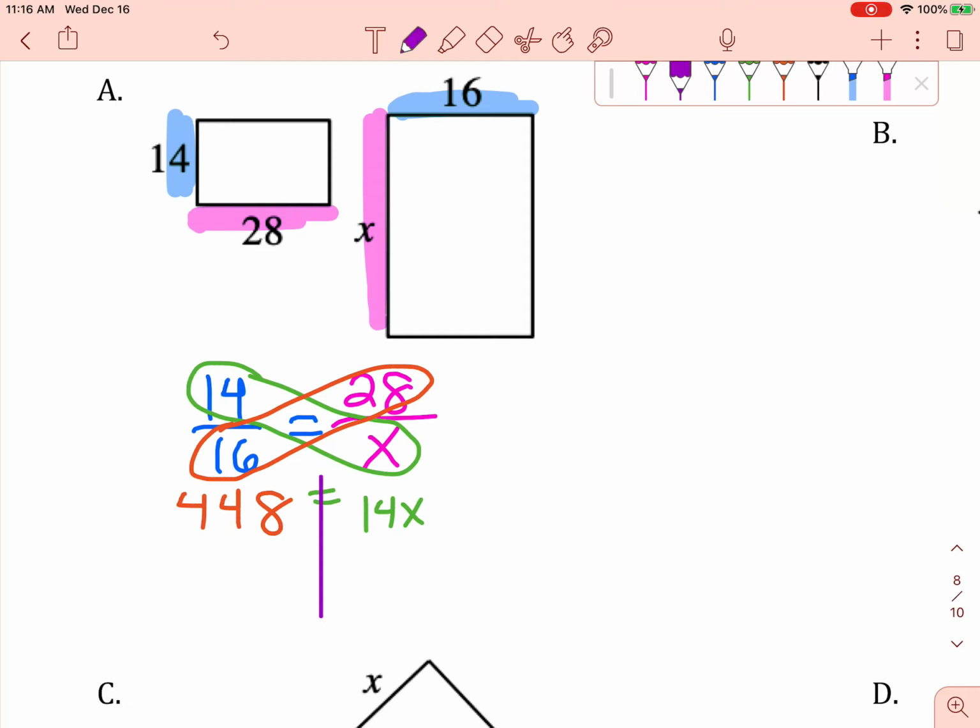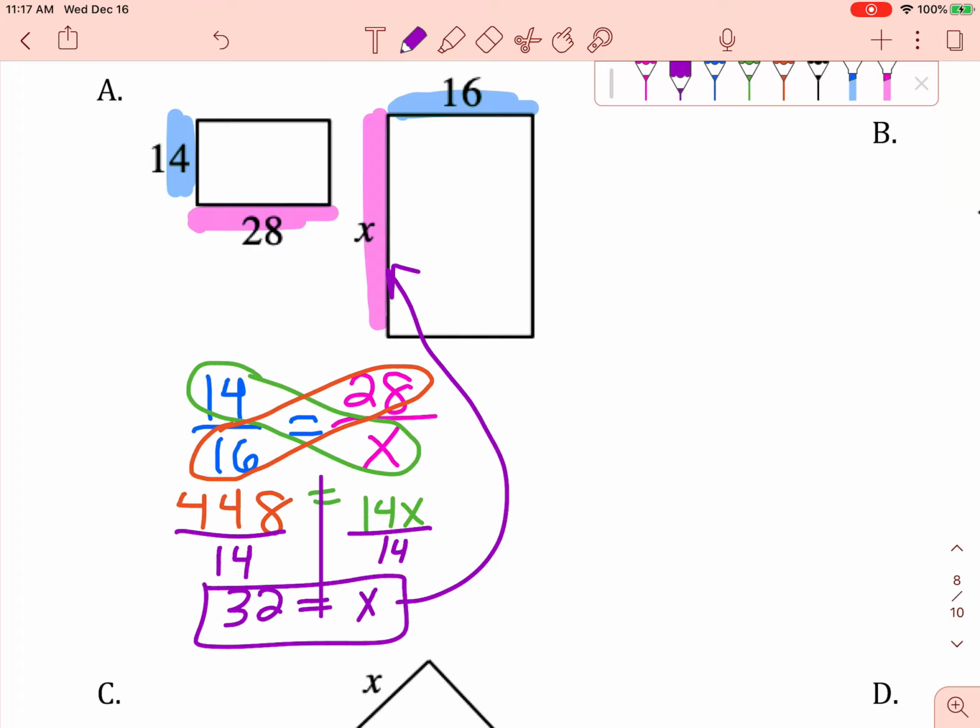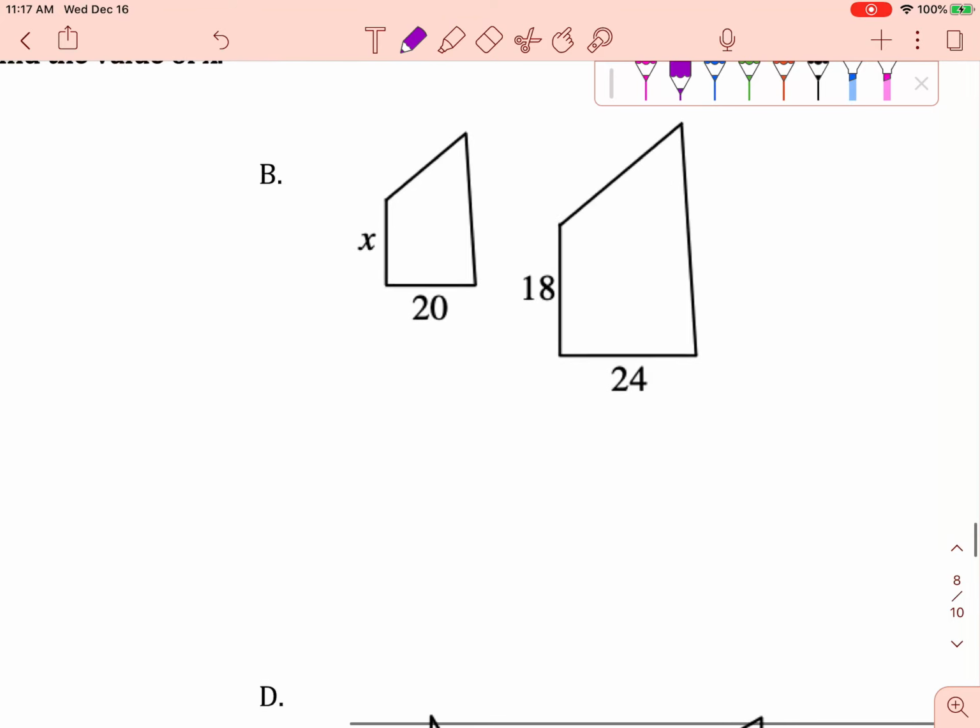Okay, so this is your equation. 448 is equal to 14x. Divide by 14 on both sides. Divide by 14, and I get x is equal to 32. So this missing side length for our rectangle is 32.